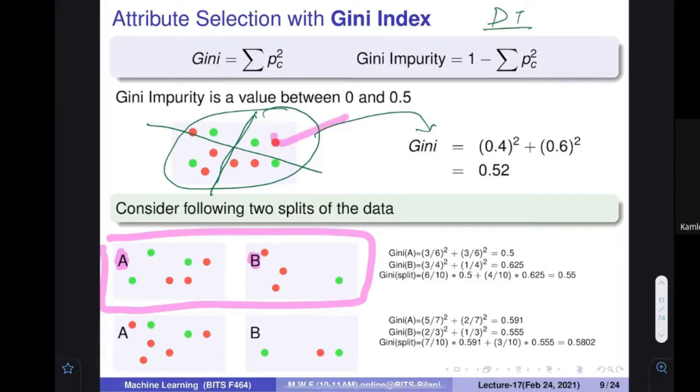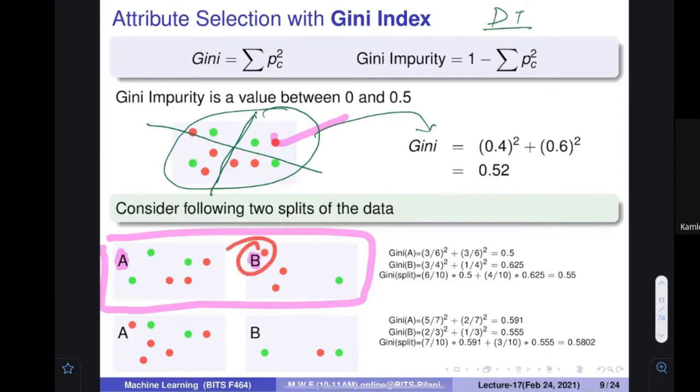10 items were here. So A contains how many? 1, 2, 3, 4, 5, 6. 6 items. A contains 6 items and B contains 4 items. So can you find out what is the Gini value for A? Again, using the same formula, 1, 2, 3. So it is 3 by 6 squared plus 3 by 6 squared. So it comes out to be 0.5.